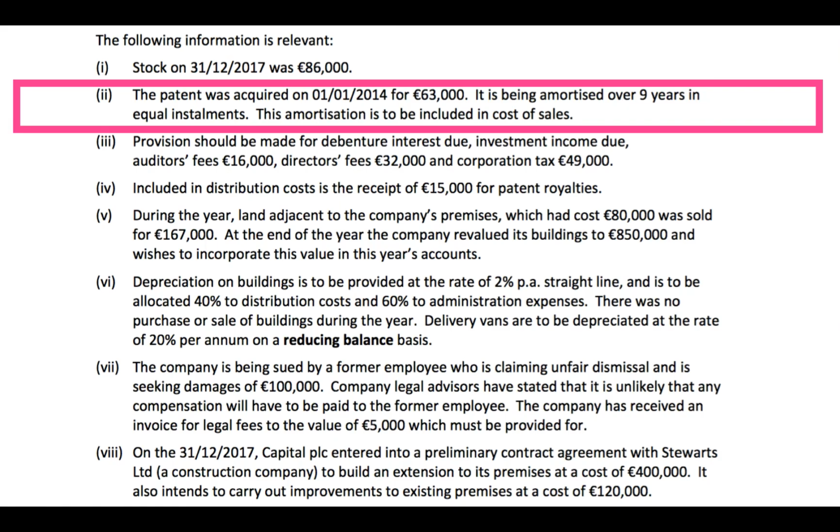Number 2, the patent was acquired on the 1st of the 1st, 2014 for 63,000 euro. It is being amortised over 9 years in equal instalments. This amortisation is to be included in the cost of sales. So, patent acquired a few years ago there for 63,000, being written off over 9 years, so that's 7,000 euro each year. And they're saying that the 7,000 is to be included in the cost of sales.